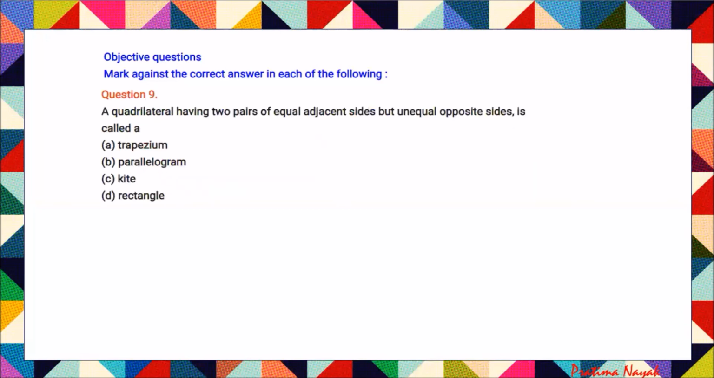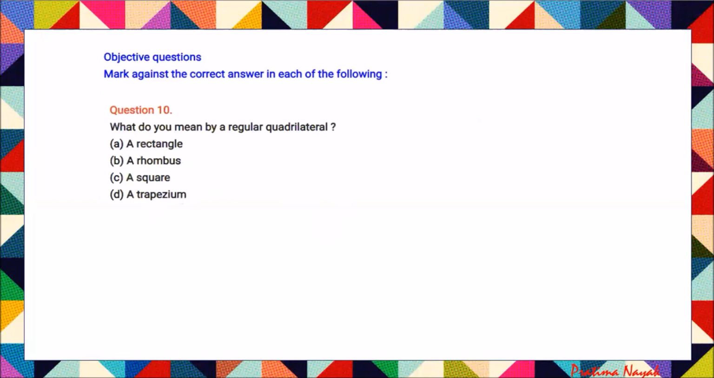Next, question 9. A quadrilateral having two pairs of equal adjacent angles, adjacent sides equal, but unequal opposite sides. Which one? Trapezium, parallelogram, kite, rectangle. Yes, you are correct. It is a kite. 10. What do you mean by regular quadrilateral? You know this answer? Really? Yes, square is the answer.